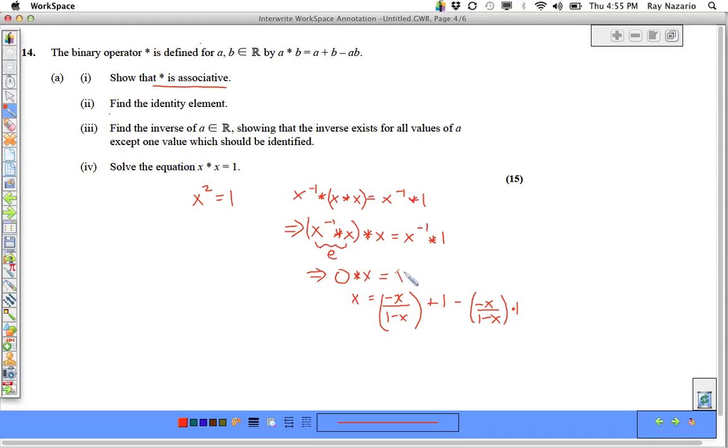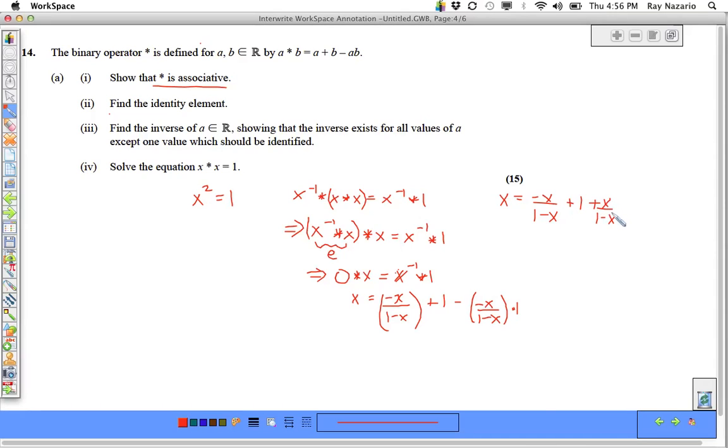In hindsight, I don't even think I needed to multiply by the inverse on both sides. I'll show you a different solution. So 0 star x, since this is identity, 0 star x is itself. x inverse star 1, I use the formula for inverse to set up this using the binary operator definition. Now at this point, I'm dealing with just a simple algebraic equation. x equals negative x over 1 minus x plus 1 plus x over 1 minus x.